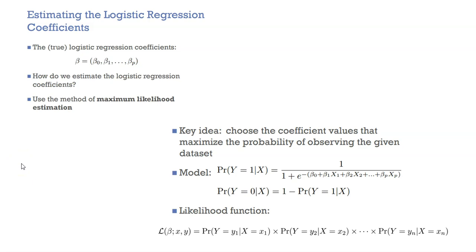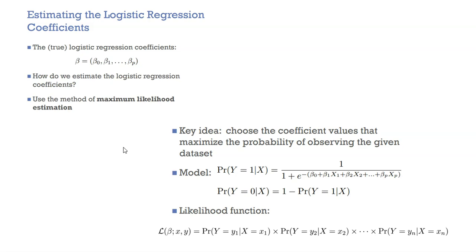The logistic regression coefficients, remember, are beta 0 up to beta p, and putting them together we can call them all beta. How do we estimate the logistic regression coefficients? We will talk about that. Use the method of maximum likelihood estimation. The key idea in logistic regression is to choose the coefficient values that maximize the probability of observing the given data set.